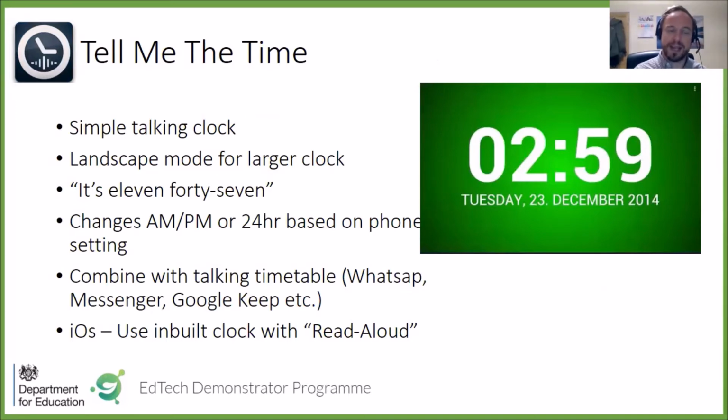So it'll read it out in the format, it's 11:47. You can change that to AM or PM or 24-hour based on the phone's individual settings. So if you go into the settings and change that, then it will change the way the app reads the time to you. And if you combine that with a talking timetable, so something that you've put together on WhatsApp or on Messenger or on Google Keep, then it's a really powerful combination where a learner can not only tell the time, but they can also hear what they've got next and where to be.